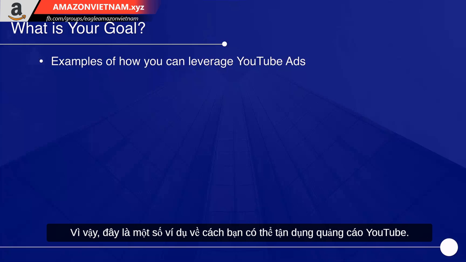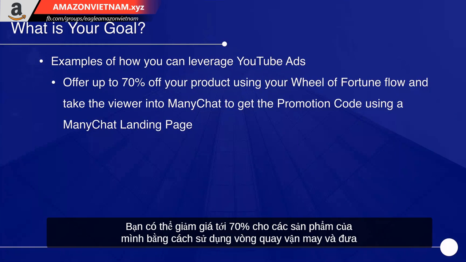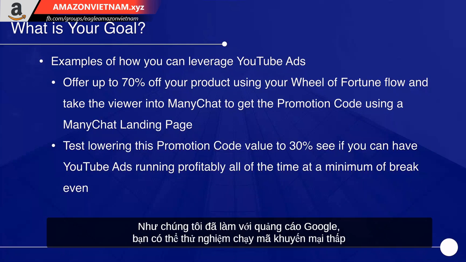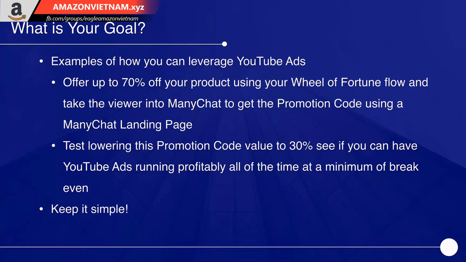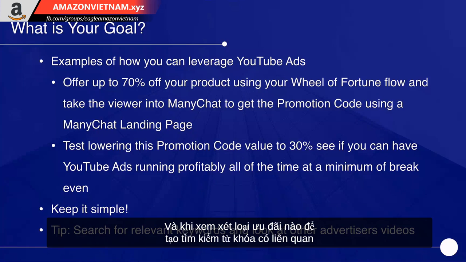So here are some examples on how you can leverage YouTube advertising. You might offer up to 70% off your product using your Wheel of Fortune flow and take the viewer into ManyChat to get the promotion code using a ManyChat landing page. As we did with Google Ads, you could test running a lower promotional code, say 30% off, and taking them straight to your Amazon product profitably. But in any case, always keep it simple. And when considering what type of offer to create, search for relevant keywords on YouTube and look at what other advertisers are doing for inspiration.